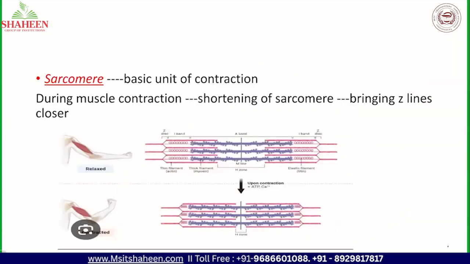The sarcomere is the basic unit of contraction. During muscle contraction, there will be shortening of the sarcomere. The Z lines become closer to each other. In this picture, the muscle is in a relaxed position, so the sarcomeres are very far apart. Once the muscle undergoes contraction, they come closer to each other and the area between the two Z lines decreases.